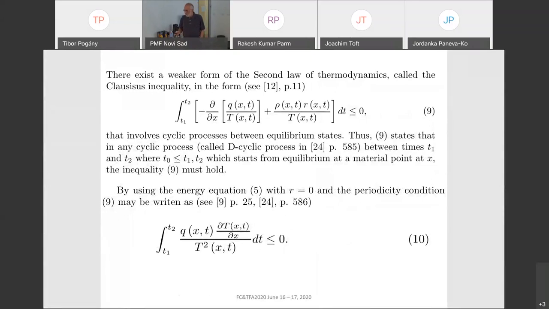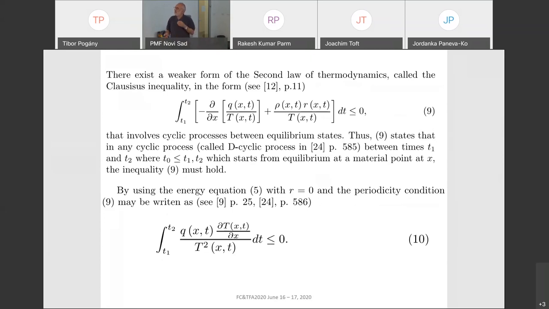And now comes the problem: what are the restrictions that second law of thermodynamics imposes on those different constitutive equations? The problem is very simple. What the second law says involves that whatever we do, we are on the losing side. We are always on the losing side. Whenever we make a cycle, we lose.